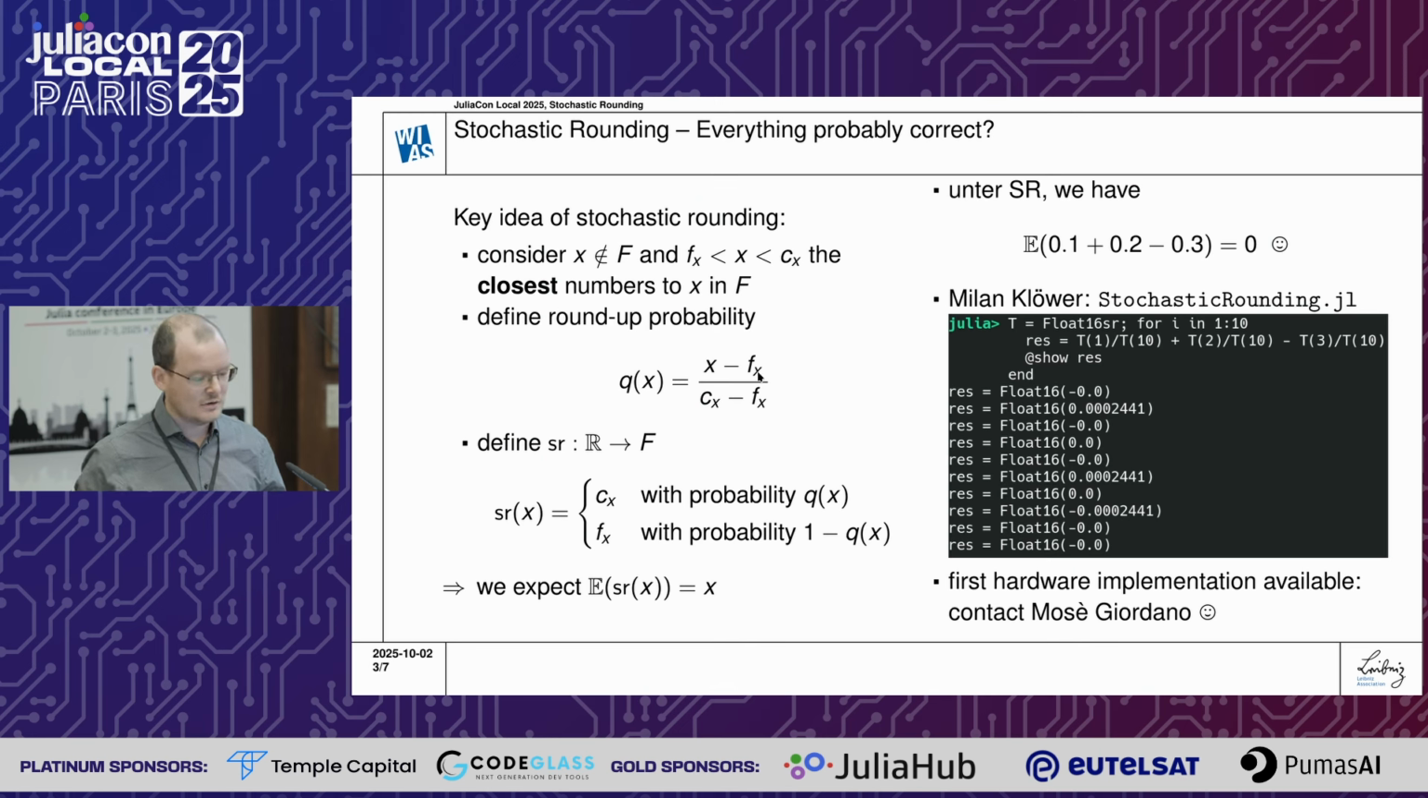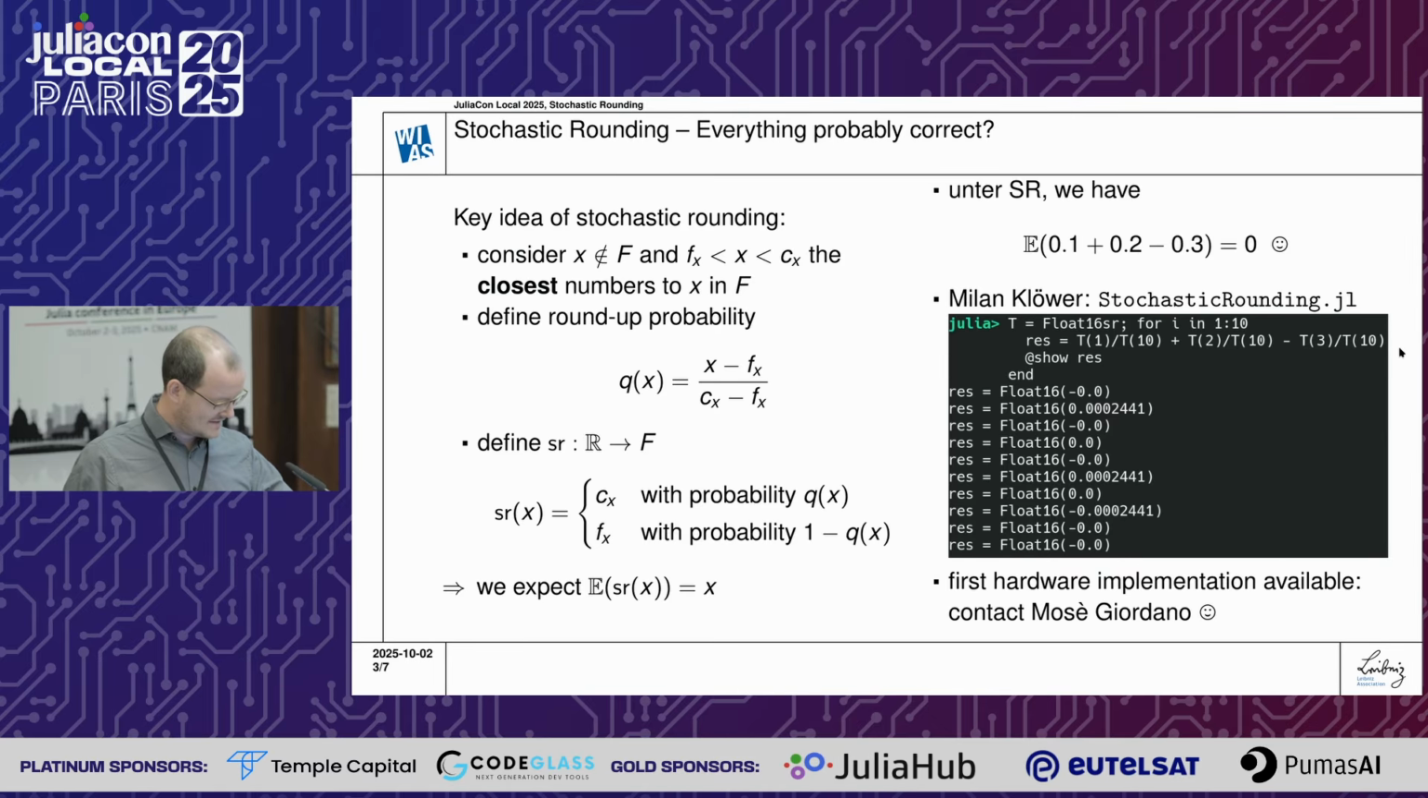So if x is very close to f, so to the flooring number, this is almost 0. If x is very close to c, so the ceiling, this is almost 1. So the probability depends on the relative distance. And then I just define the stochastic rounding by the probability q for rounding up and probability 1 minus q for rounding down. A nice effect, left as an exercise for the reader, is that the expected value of stochastic rounding is x itself. So in the end, the result is precise in mathematical terms. If we apply this to my title, it is 0 on average.